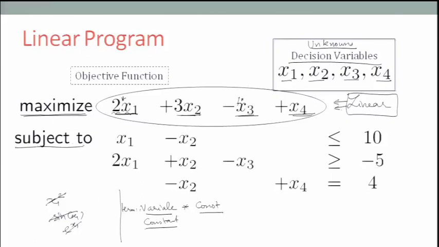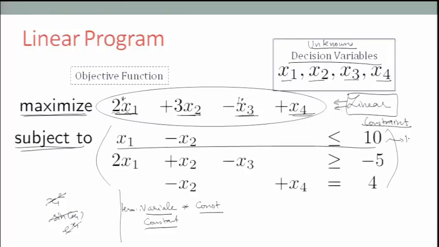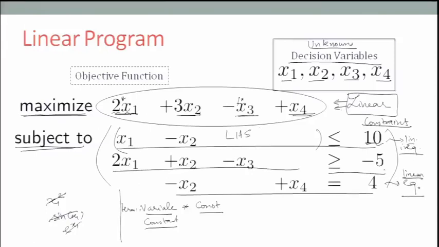And we maximize subject to some constraints. The constraints are linear inequalities. Okay, linear inequalities. Or they can also be equalities, linear equalities. Each inequality has a linear left-hand side and a constant right-hand side. And you can also have greater than or equal to, and the equalities have a linear left-hand side and a constant right-hand side, but you have an equal to.